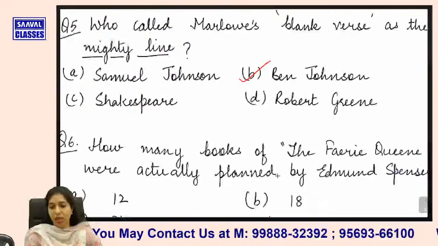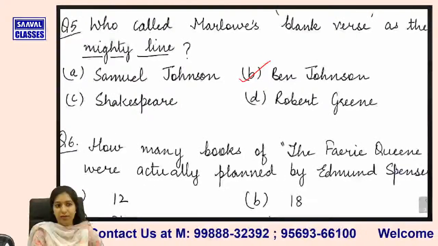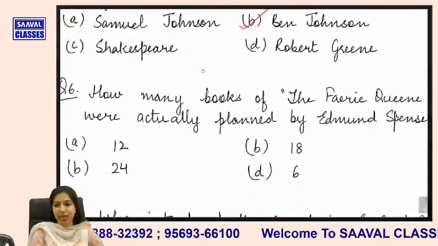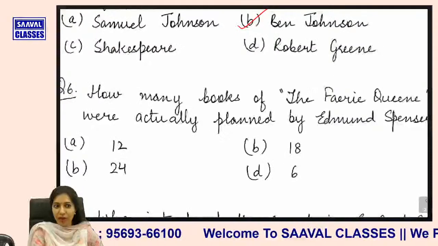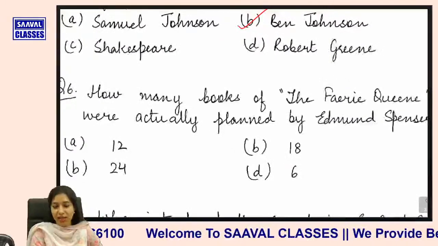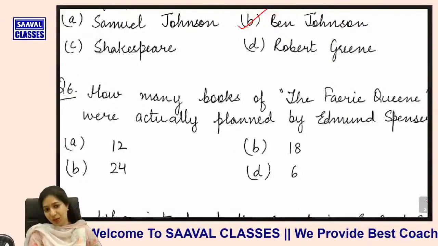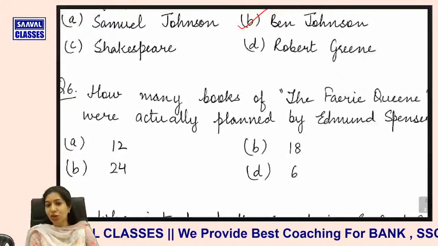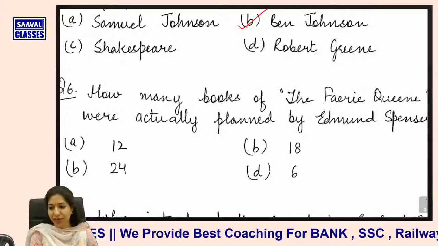How many books of the Fairy Queen were actually planned by Edmund Spenser? And I hope again you all are aware of that. Spenser wrote 6 books, but how many did he actually plan? Like when we talk about Geoffrey Chaucer. Okay, it is not in our syllabus.